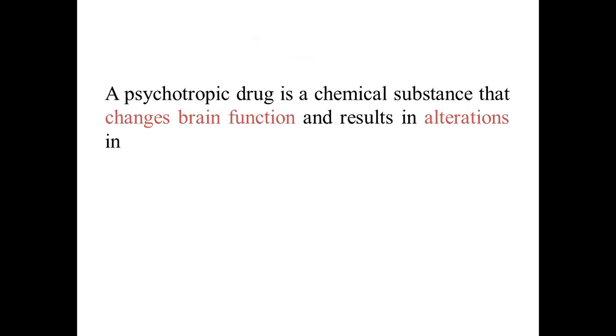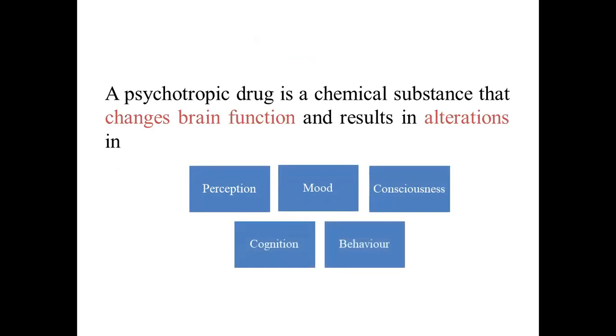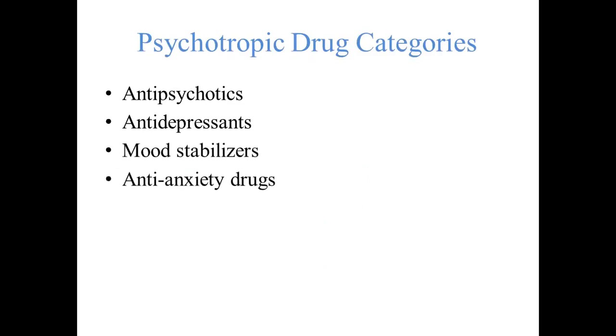So coming into the definition of a psychotropic drug, a psychotropic drug is a chemical substance that changes the brain function and results in alterations in perception, mood, consciousness, cognition, and behavior of a person. This is a very simple definition in which you will have to focus on the font in red, which is changes in brain function and alterations in these 5 factors of a person. The psychotropic drug is further categorized into antipsychotics, antidepressants, mood stabilizers, anti-anxiety drugs, and lastly, stimulants.